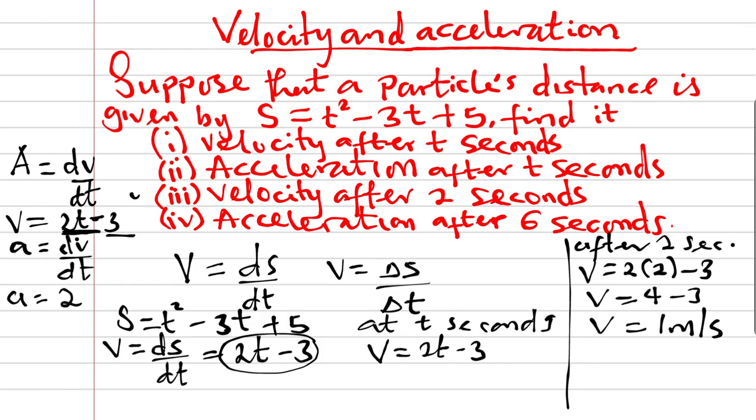Now look at this number 2. Number 2 says after t seconds. Is there t here? No. That means after t seconds, your acceleration is still what? 2 meter per second square. Your acceleration is what? 2 meter per second square.